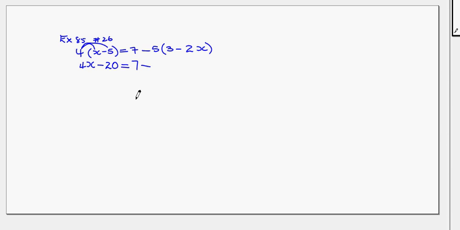minus 5 by 3 is minus 15, because I'm doing this minus 5 multiplied by 3 first, and then I'm going to multiply minus 5 by minus 2x. So minus 5 by 3 is minus 15, and minus 5 by minus 2x is plus 10x.